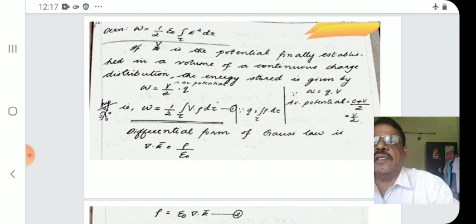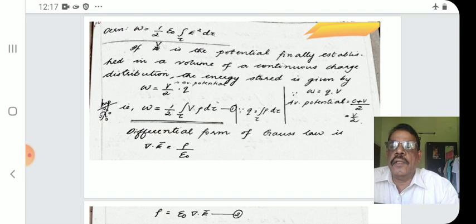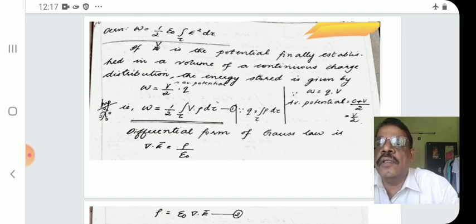Here the equation we get is W is half epsilon 0 integral E squared d tau. The energy of a charged body is given by W is half epsilon 0 integral E squared d tau.